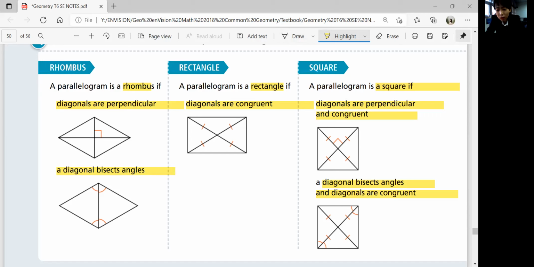Okay. All right, so that was lesson 6, the last lesson of this topic, conditions of special parallelograms. And we're done with topic 6, quadrilaterals and other polygons for today.